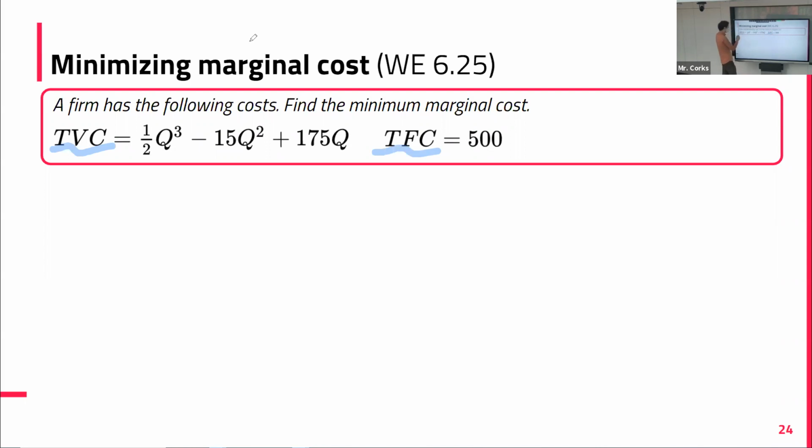All right, so if I want to find my total costs, then what can we do? We need to add both of them. Yeah, just add them. So your total costs are just the sum of all of your separate costs. So 1/2 Q cubed minus 15Q squared plus 175Q plus 500.